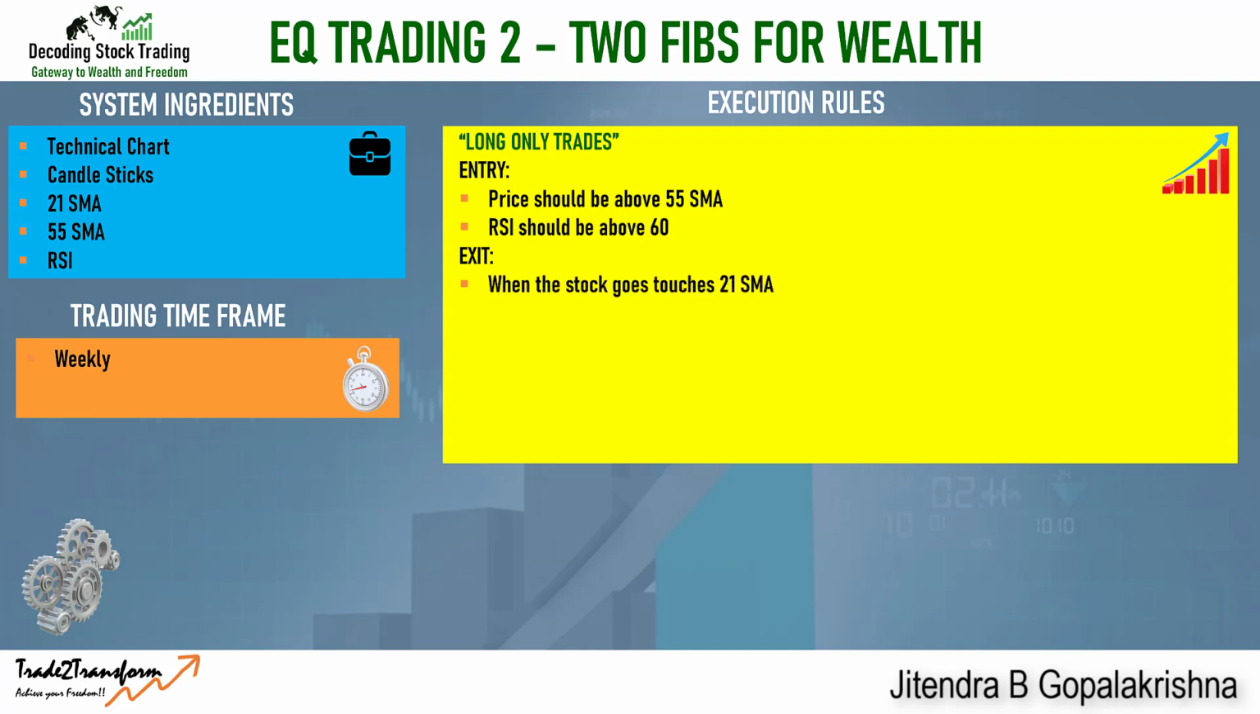Exit when the stock touches 21 SMA. There will be 2 SMA lines going. You are buying above the 55 SMA, and once the price keeps on going, at some point in time it will come down. When it comes down, if it touches 21 SMA, you will exit, book your profits and exit.